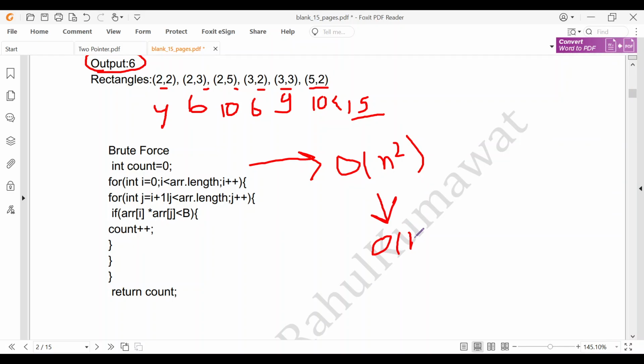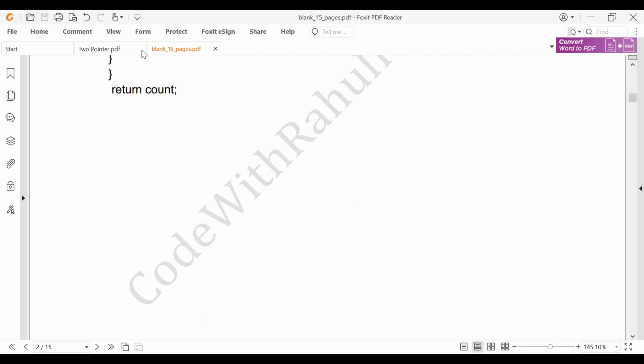So in order to reduce it from order of n, what you need to do in this question is think about the two pointers approach. So yes, I am going to write code in Java for the two pointers approach.